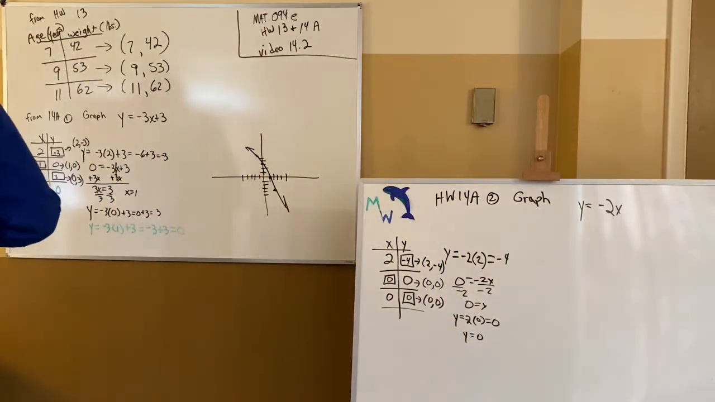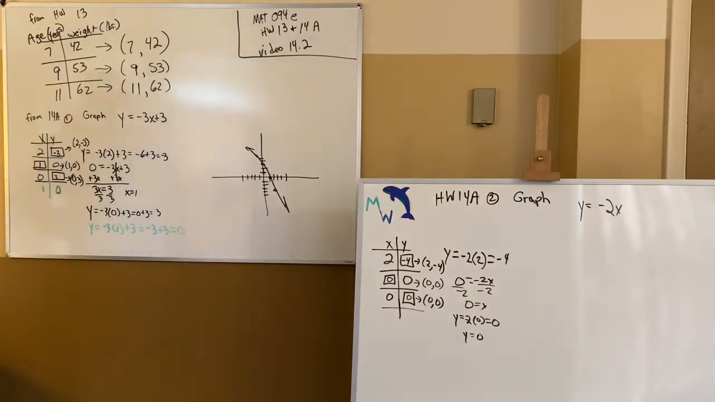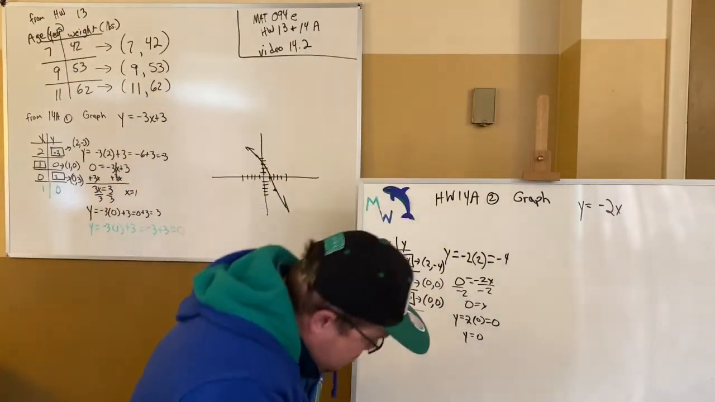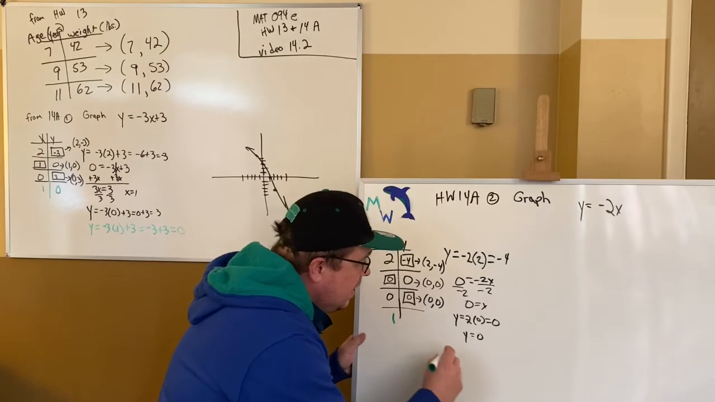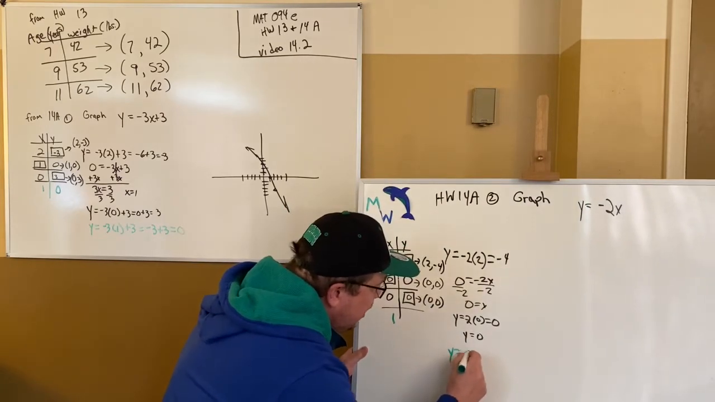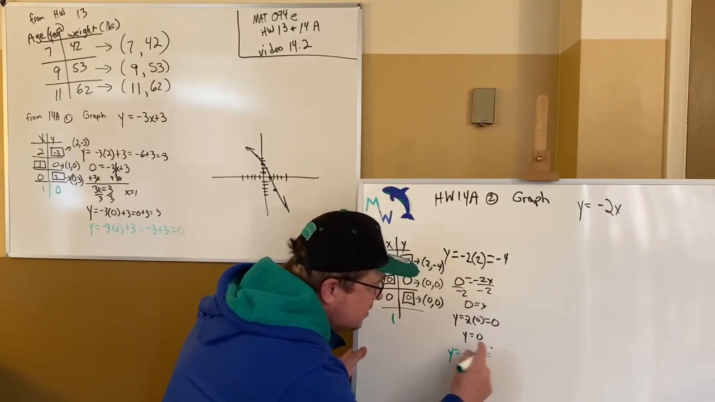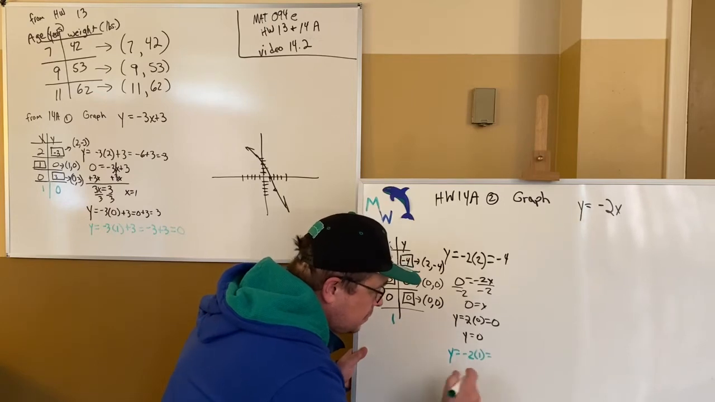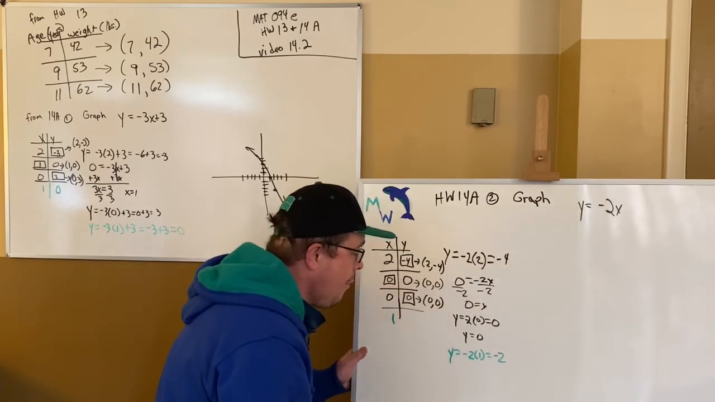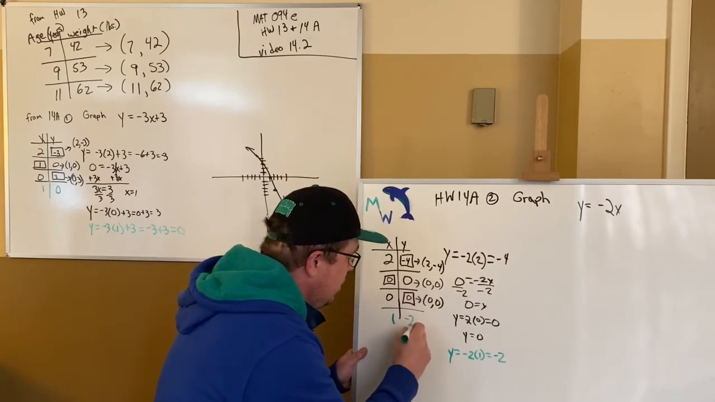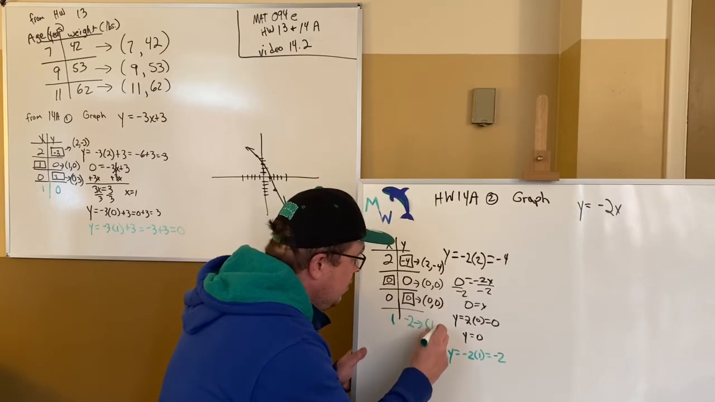Another point that I would use would be, I would have had a case where I plugged in 1 for x. See what I get. So I have my 1, and I go here with y equals negative 2 times the 1 in parentheses. It's not negative 21. Gets me negative 2. And then for negative 2 here, and 1, negative 2.